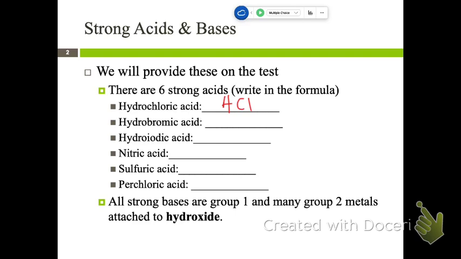Okay, put an H in front of it. That's about a minute, right? Can I have volunteers to read off? I'll do the first one. Second one? Go ahead. HBr.